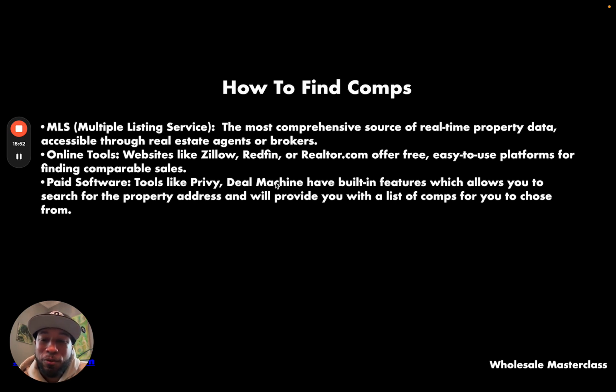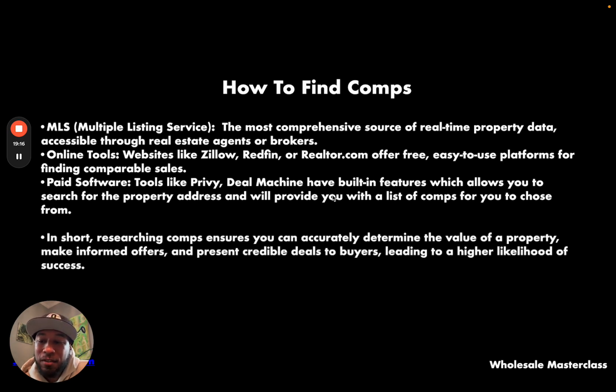We talked about them before as far as motivated sellers. You can also build a cash buyers list, and it has built-in features which allows you to search for a property address and provide you with a list of comps for you to choose from. I think they also got like an AI feature that can tell you what the maximum allowable offer is, which is super cool. So yeah, it's a bunch of different tools, right? Actually, I'm gonna test that in a few.